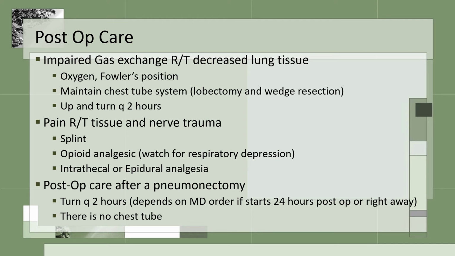For post-op, specifically for pneumonectomy, we will turn them every 2 hours, but it will depend on the MD order if it starts 24 hours post-op or right away. Sometimes we will just keep them off the side that the lung was removed. And remember, there's no chest tube with a pneumonectomy.